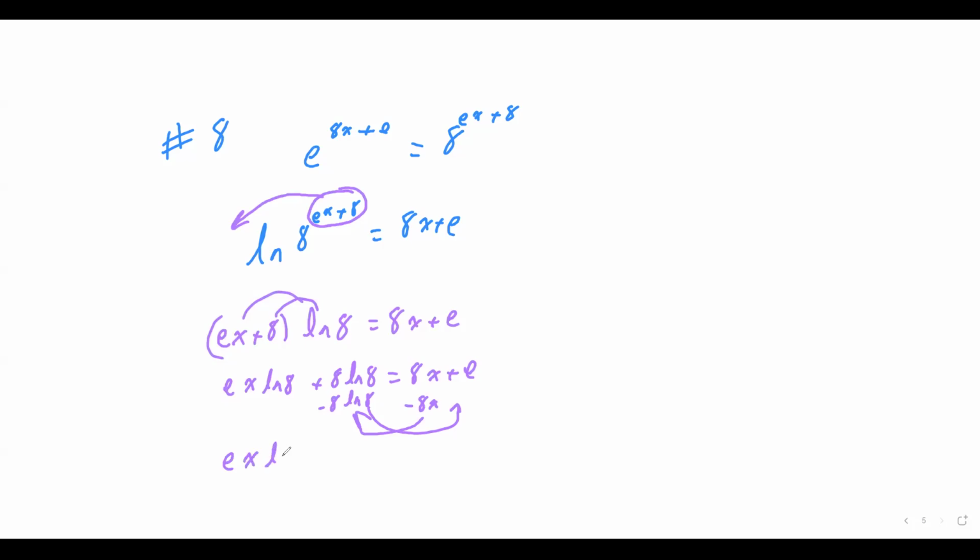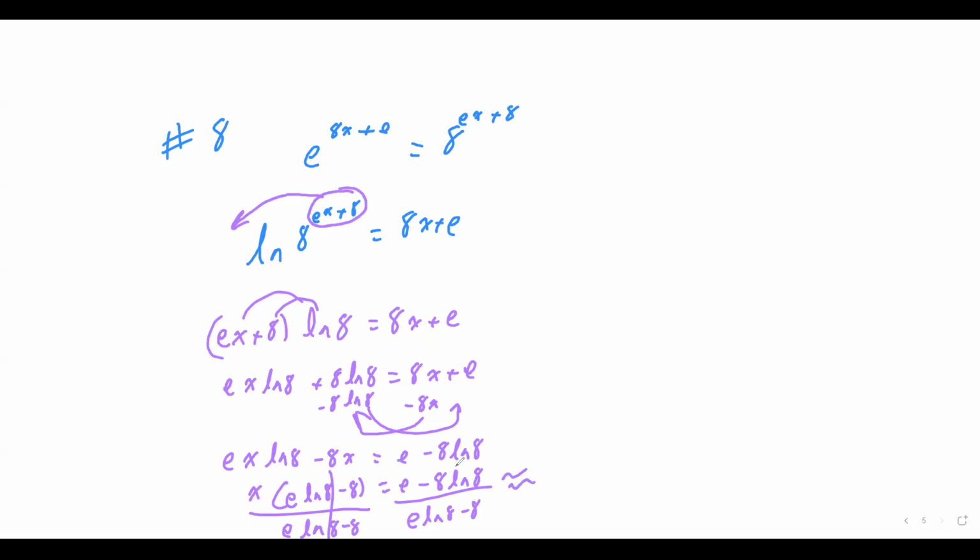So I get e to the x natural log of 8 minus 8x equals e minus 8 natural log of 8. I do this because now both of these terms have an x in it, and I can factor out an x. So that now gives me x times e natural log of 8 minus 8 equals e minus 8 natural log of 8. And it's almost the same thing, but not quite. All right, and now I'm just going to divide this guy here to both sides. And again, this would be a great actual answer, but now I just need to plug that in.